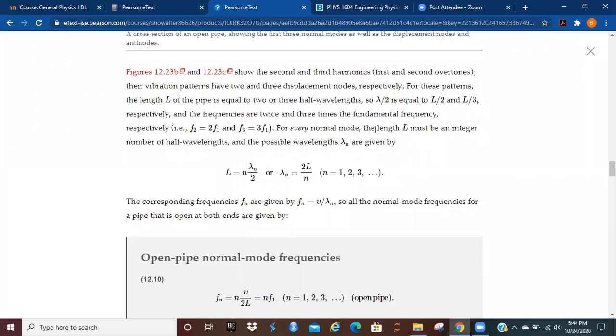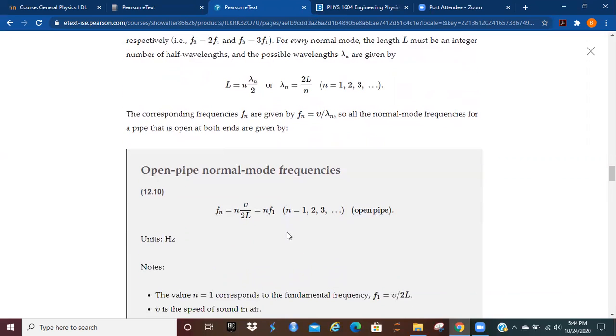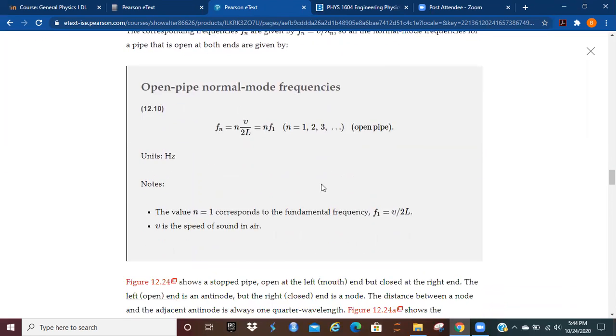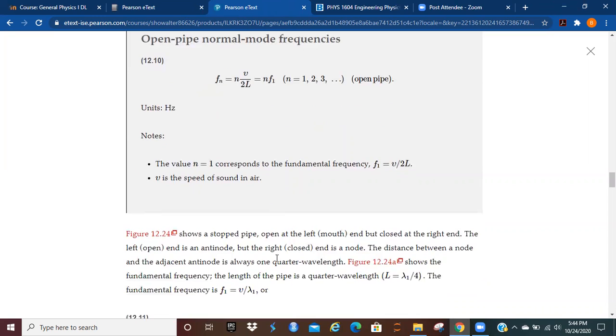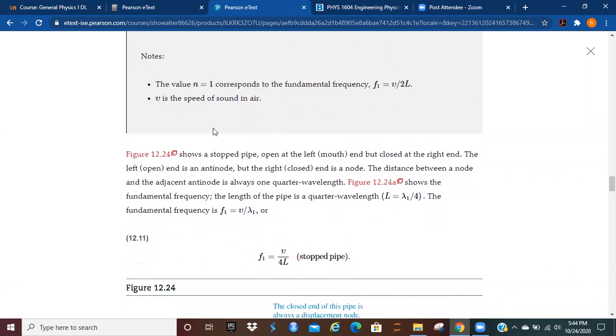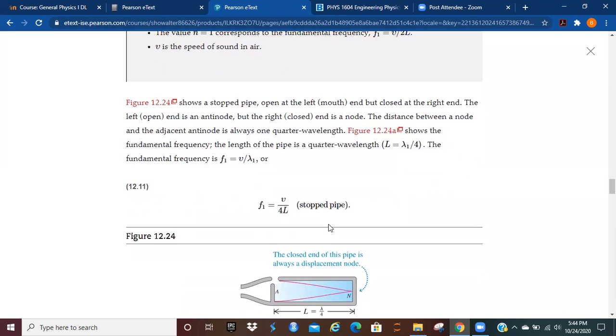So for every normal mode, the length L must be an integer number of half wavelengths, and the possible wavelengths are given here. Corresponding frequencies you can solve for. So all the normal mode frequencies for a pipe that is open at both ends are given by this particular formula. Obviously the frequency is given in hertz. When n is equal to 1, that's going to be your fundamental frequency. And obviously v is going to be the speed of sound in the air.